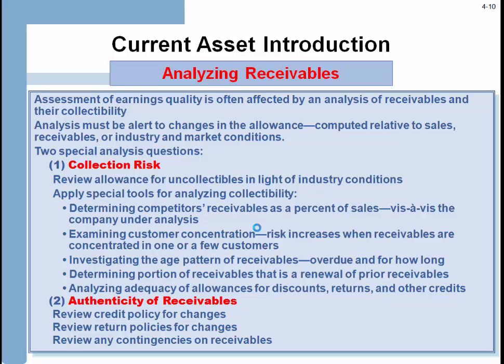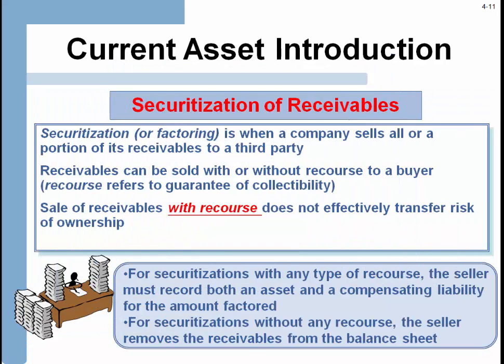And for authenticity, you want to look at return policies, contingencies, and receivables. Why is that important? Because some companies might have receivables, but it's really not pure receivables. It might be consigned inventory sitting on the floor somewhere. But that's one of the things you want to look at for receivables.